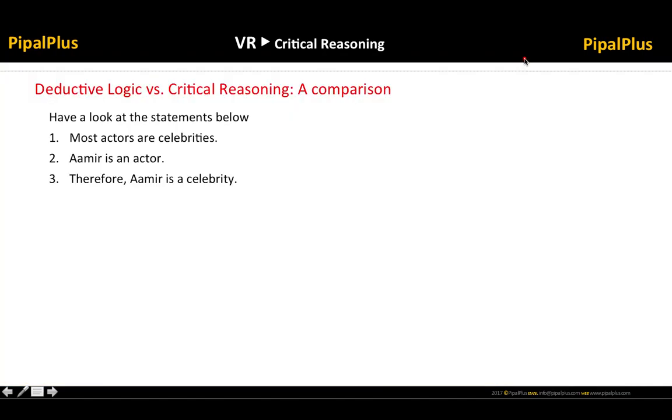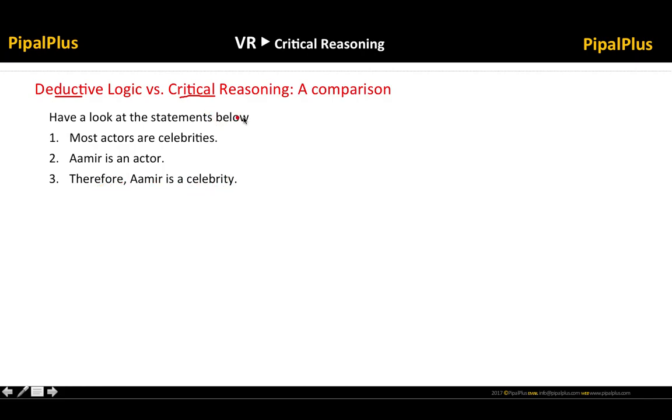While we begin our discussion on critical reasoning, it is important to understand the difference between critical reasoning and deductive logic, or logical reasoning, as some of you may have recalled. So let's look at this set of statements. It says most actors are celebrities. Amir is an actor, therefore Amir is a celebrity.